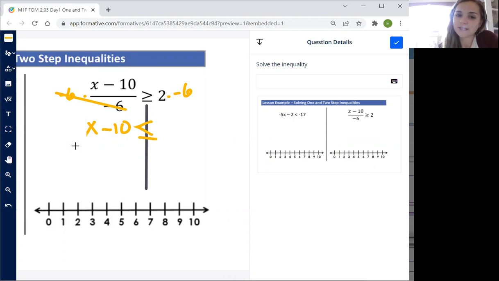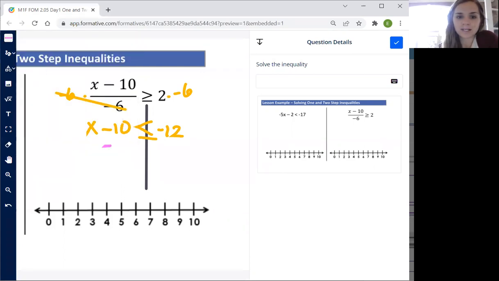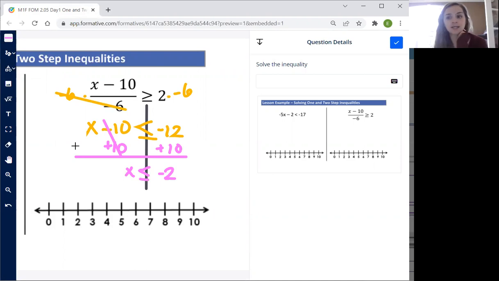And then we have 2 times -6, so that's -12. And we continue with the solving. So next step would be to add 10 on both sides. Those cancel each other out. And I get -12 plus 10 is -2. Okay, and you don't want to change that sign again. You only change it once. Well, unless you divided or multiplied by another negative. Okay, and you only change it when you multiply or divide by a negative number.